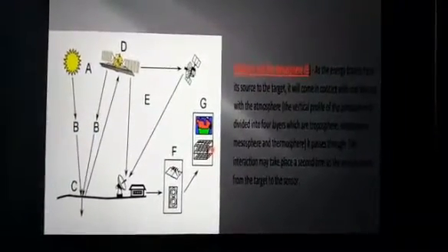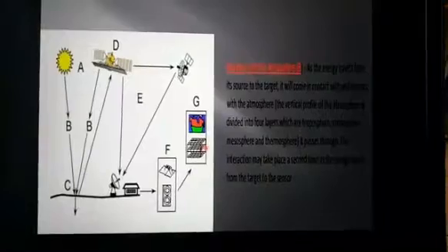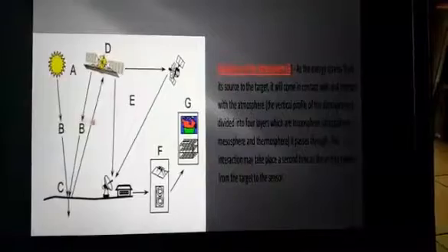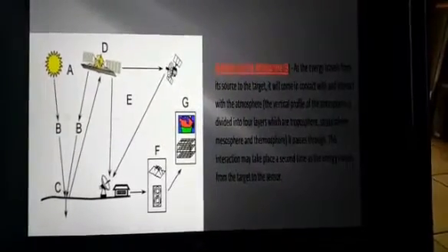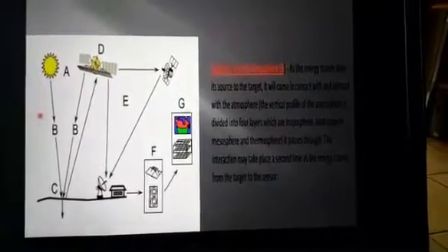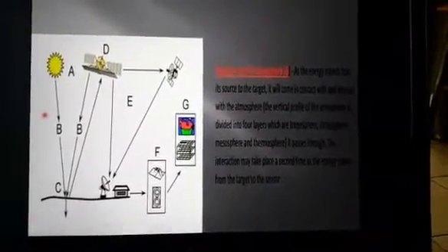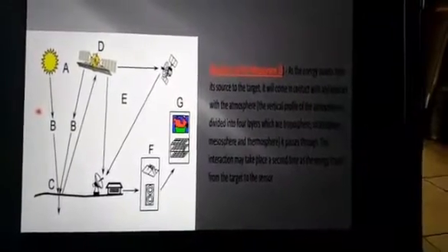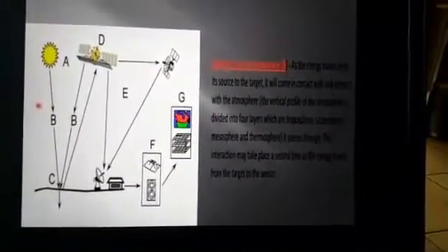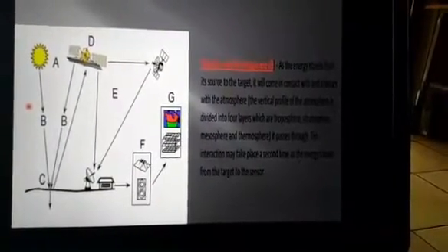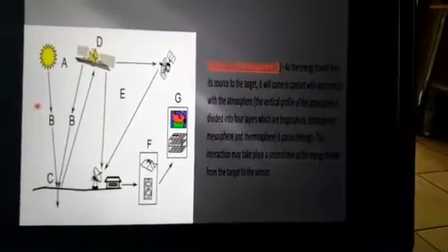And then we have B, radiation and the atmosphere. As you can see there, we are in space. As the energy travels from its source, which is A there, to the target, it will come into contact with the atmosphere and interact with it and then pass through it. The interaction may take place a second time as the energy travels from the target to the sensor.